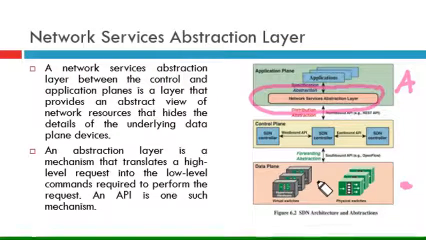It hides the detail. So an abstraction layer is a mechanism that translates high level requests. Students, high level request, we talk about the software at the high level, into the low level commands required to perform a request. An API is one of such mechanisms. Which API? Over here we talk about the REST API.